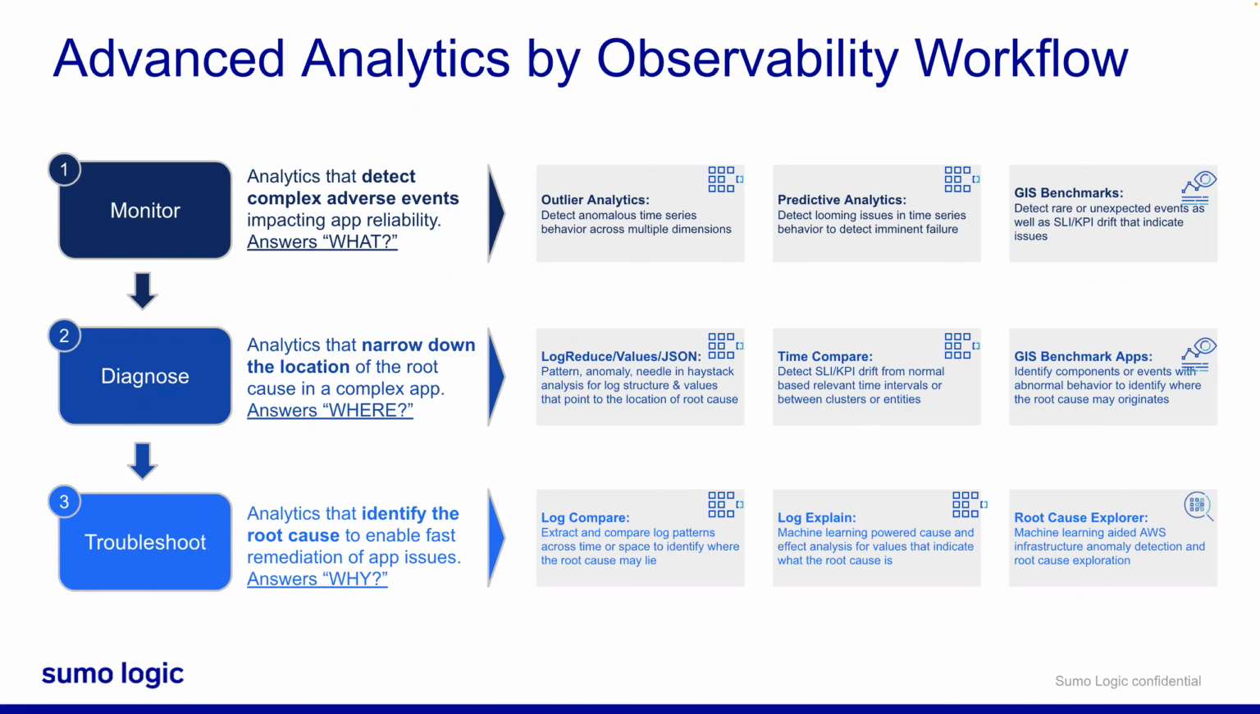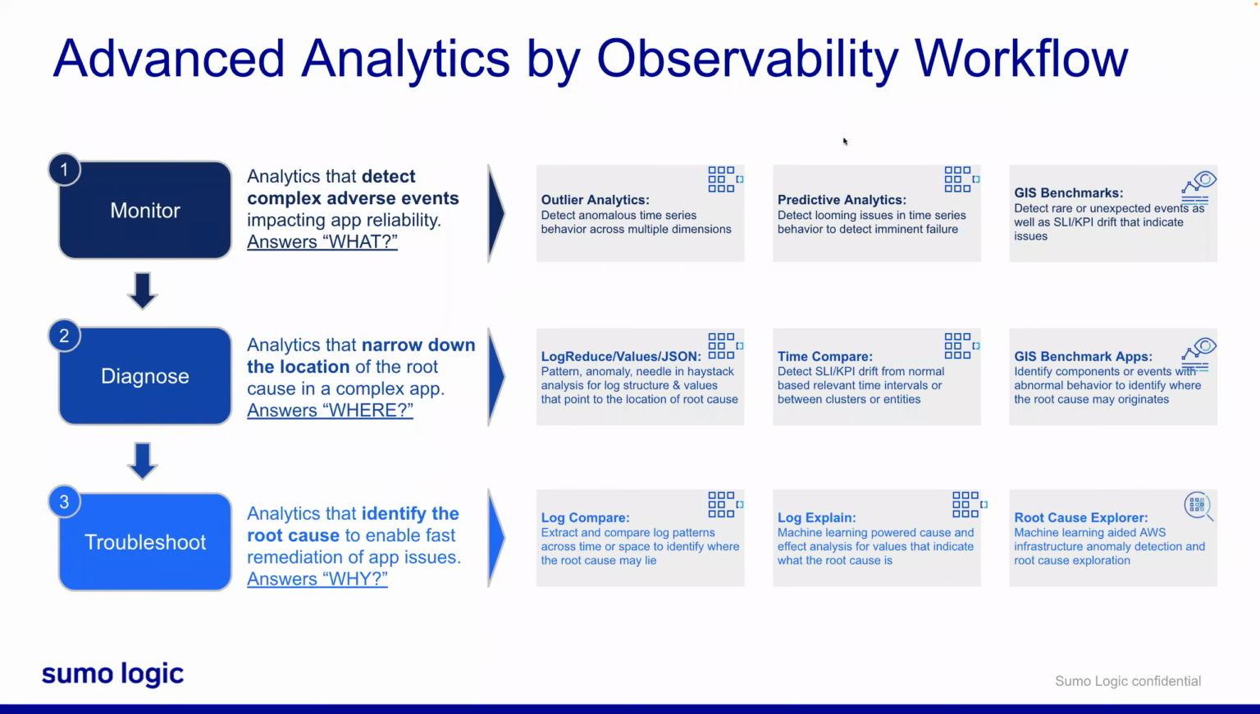So this slide is showing some of the various advanced analytic capabilities that Sumo Logic offers, and not all of them by any means, but based on this hierarchy of monitor, diagnose, troubleshoot, we can see that observability workflow. Today, we're really going to be focusing, for the most part, on the bottom right here, Root Cause Explorer. We're not really going to be using, well, I take that back. We're going to be using outlier analytics as part of Root Cause Explorer, but the other features we're just not going to be utilizing today. They're great, they're helpful, we just have a lot of them and you don't need all of them.